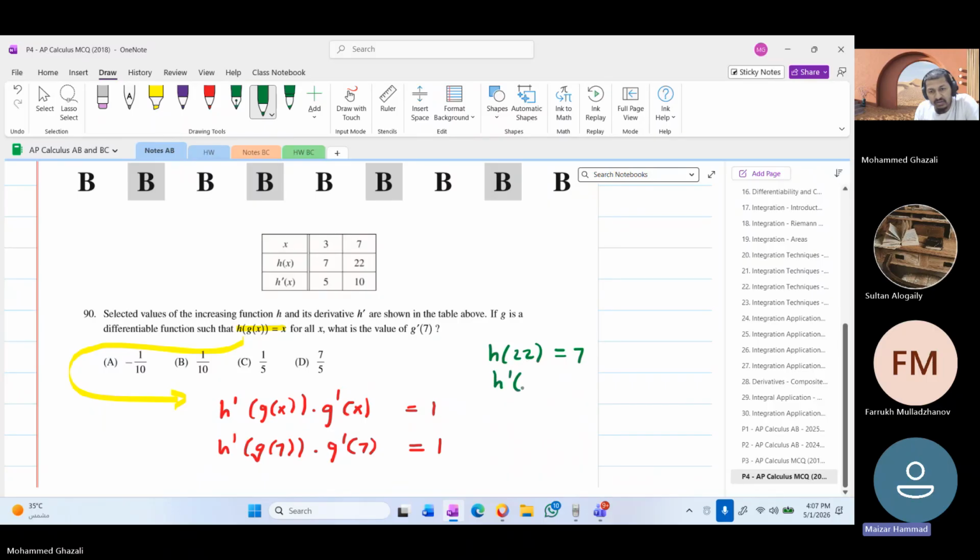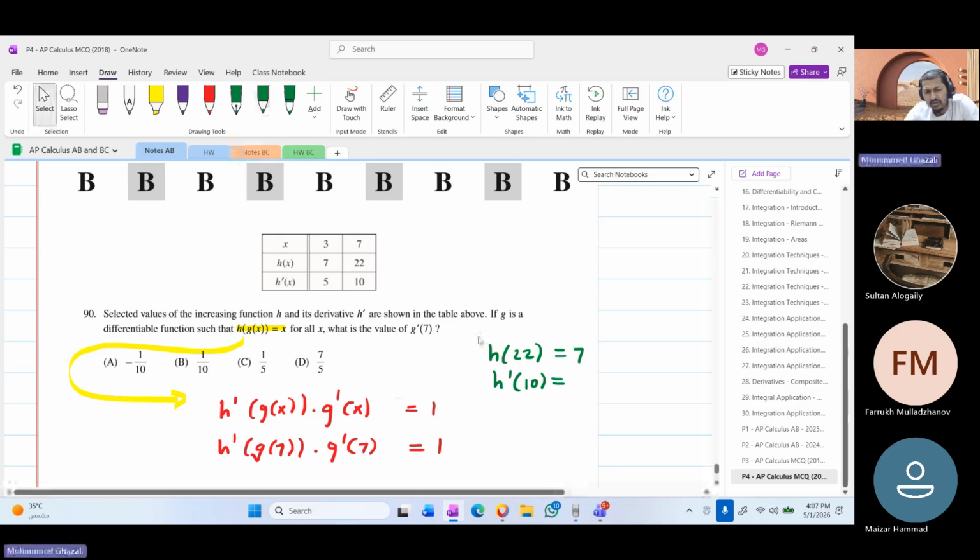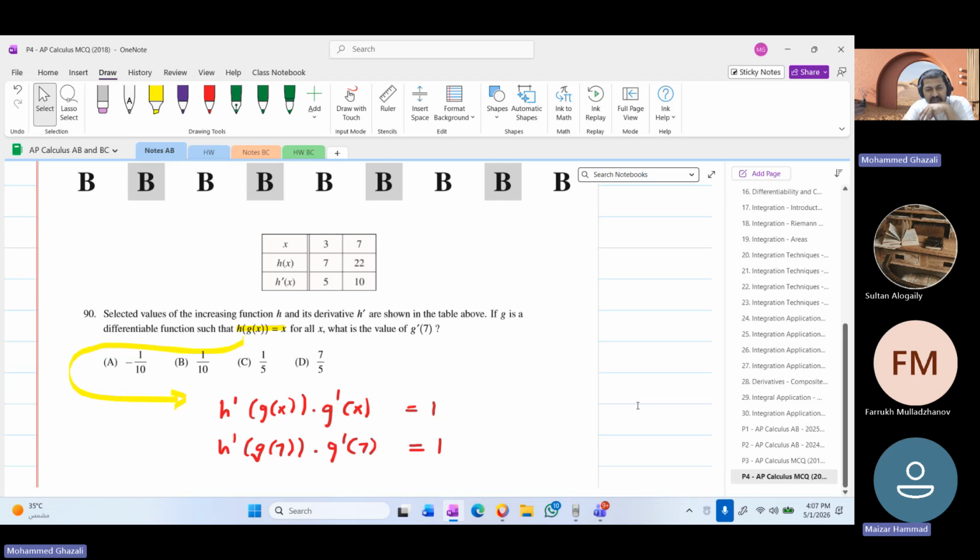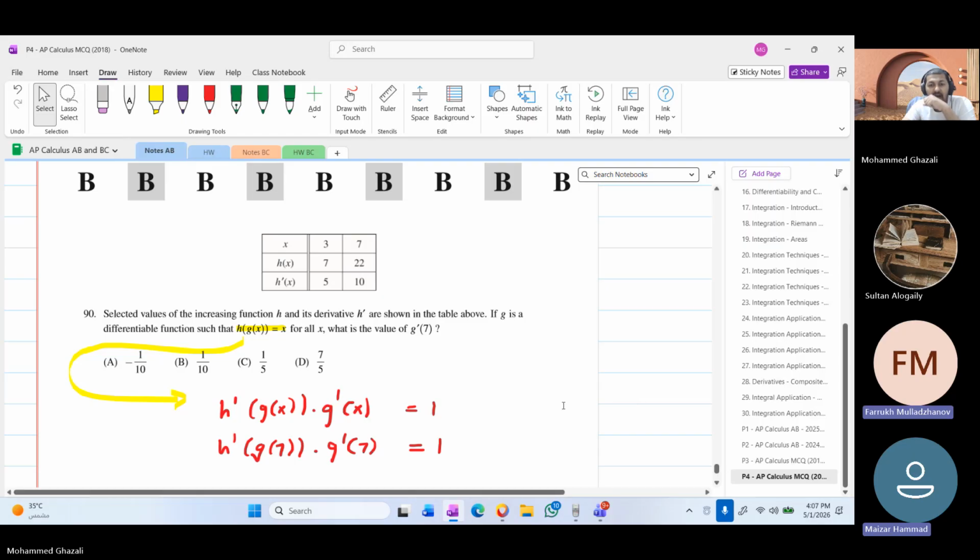So that means h prime of 22 is 10. So it'll be 1 over 10. So the answer is B. No, what do you mean? Come again. What are you guys doing? Why are you taking 10? What does g of 7 mean? g of 7 is 22. So the inverse of that will mean g prime of 10 is 7. So just that's it, I think, yeah.